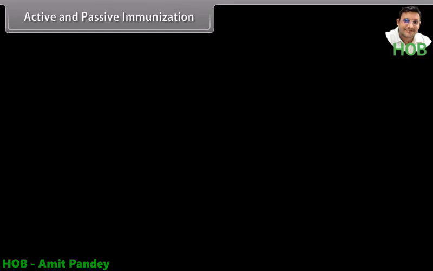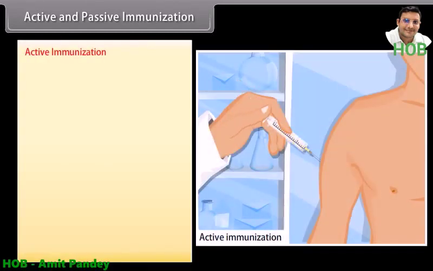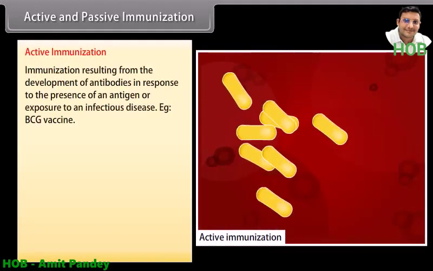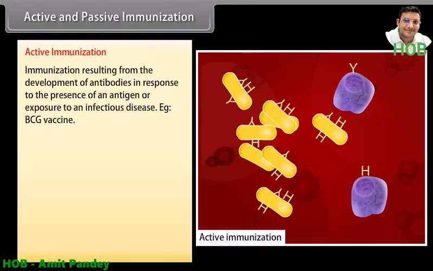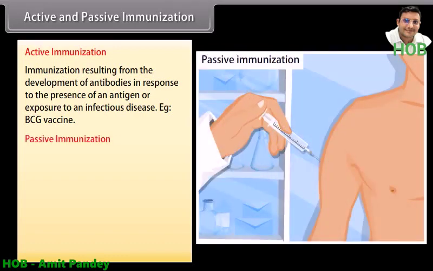Active and passive immunization. Active immunization. Immunization resulting from the development of antibodies in response to the presence of an antigen or exposure to an infectious disease. Example, BCG vaccine.